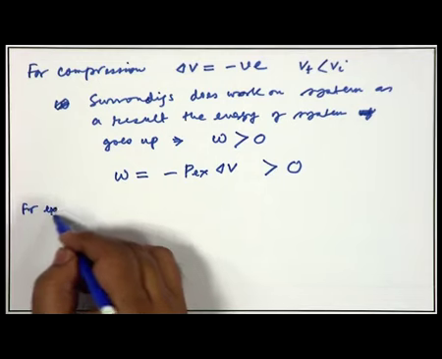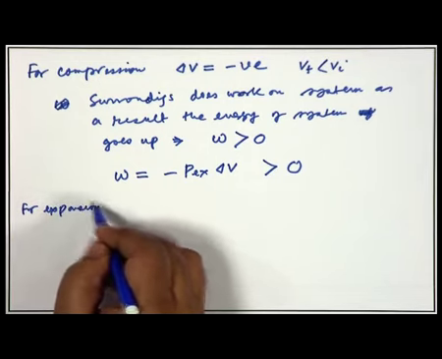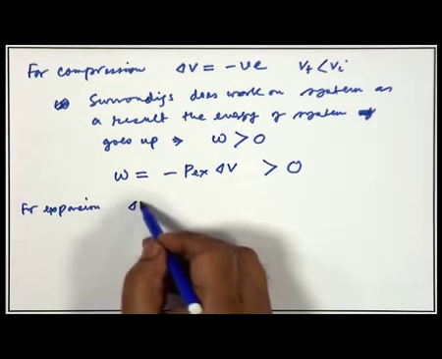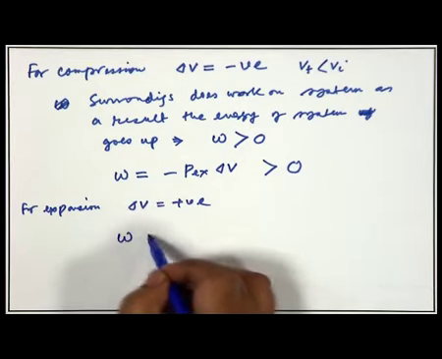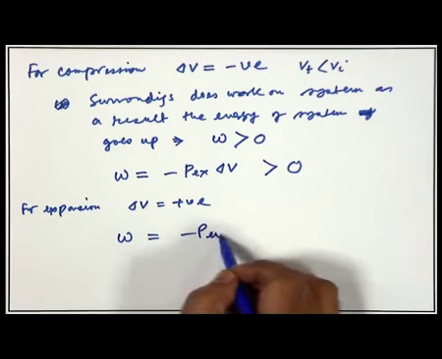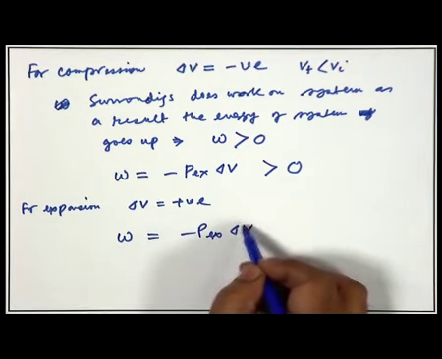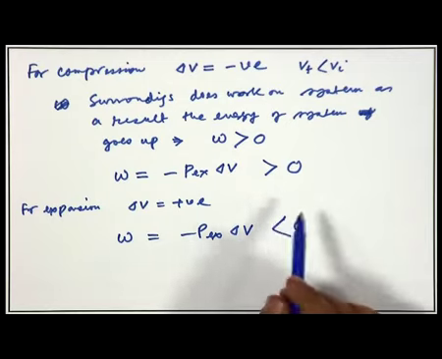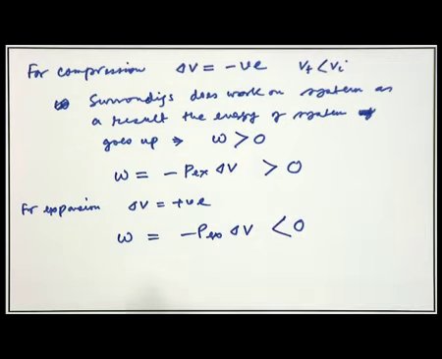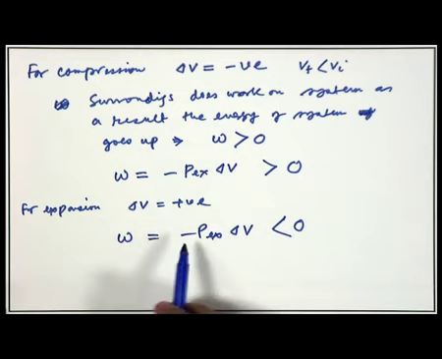For expansion, del V is positive. So, W is minus P ex del V. So, positive number, negative sign. So, negative number. So, now we are clear why the negative sign was brought in, and it will be there in all our expressions.